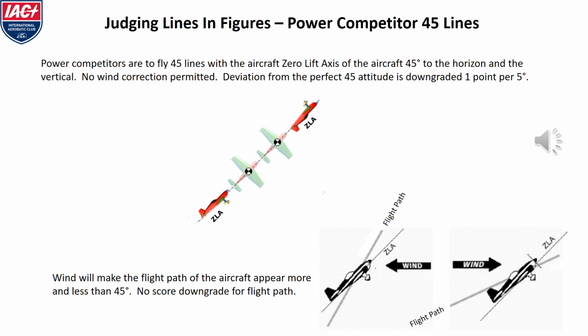Power competitors are to fly 45 lines with the aircraft's zero lift axis 45 degrees to the horizon and 45 degrees to the vertical. These lines are not wind corrected. Deviation from the perfect 45 attitude is downgraded 1 point per 5 degrees. Wind will make the airplane's flight path appear more than 45 or less than 45, but no downgrade is applied to the flight path. Only the aircraft's attitude is judged.